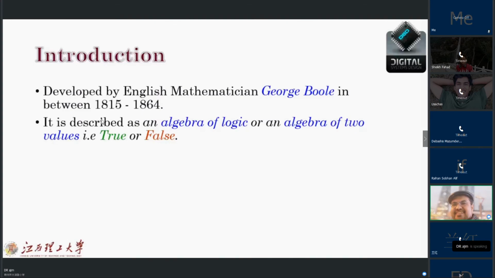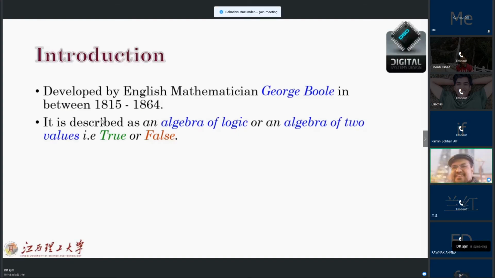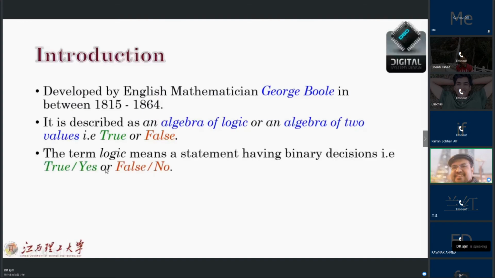Maybe it's not bad to know that after many years, around 35 or 40 years back, scientists found that we can have a logic even between true and false, which people call fuzzy logic. But before this fuzzy logic, people just thought that we have two logic values, one true and one false. Something 50-50 we didn't have at that time. Anyway, the term logic means a statement having a binary decision, true or false. True means yes, and false means no, nothing between yes and no.